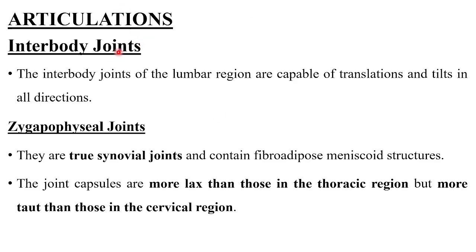So coming to the articulations, there are two articulations, like other regions such as the thoracic as well as the cervical vertebrae. They are the interbody joints and the zygapophyseal or apophyseal joints, otherwise known as facet joints.